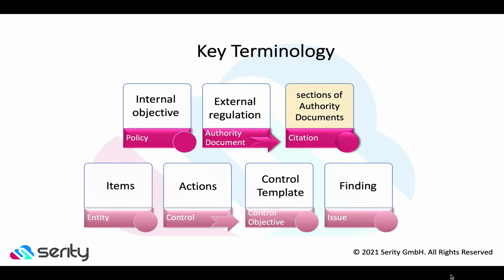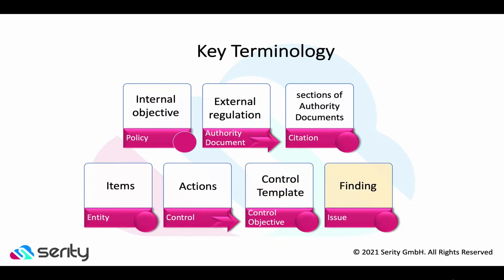Citations are parts of these authority documents with specific requirements cited by them. They relate the authority documents to the applicable controls. Entities are records that aggregate GRC information related to a specific item. Controls are the actual control activities that are to be performed by an organization. And control objectives are the templates from which these controls are generated.